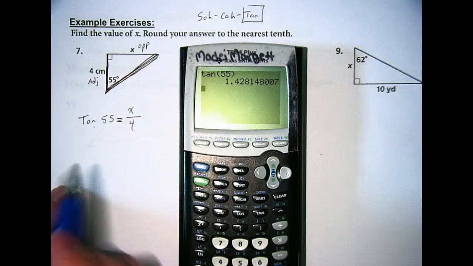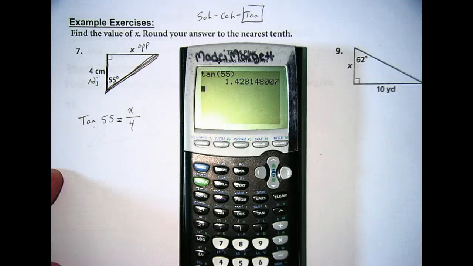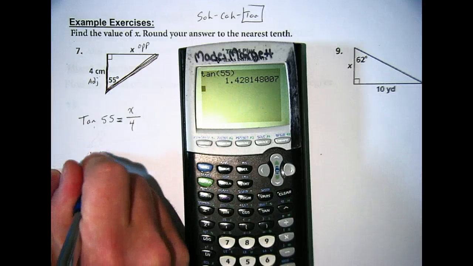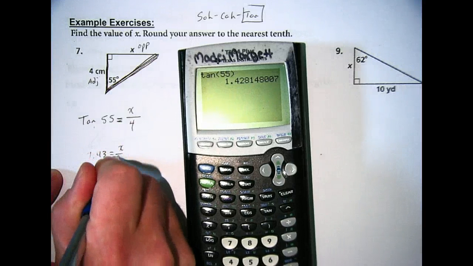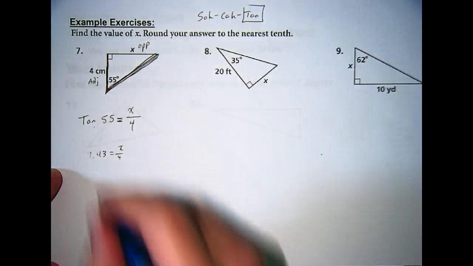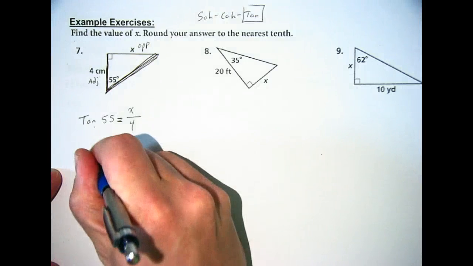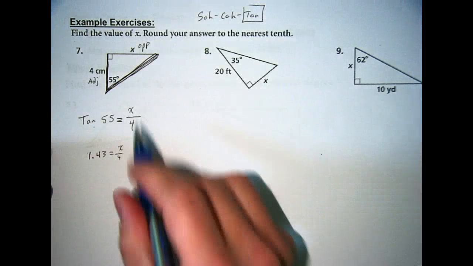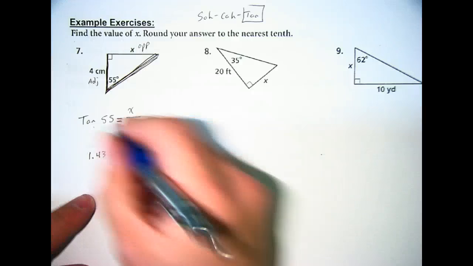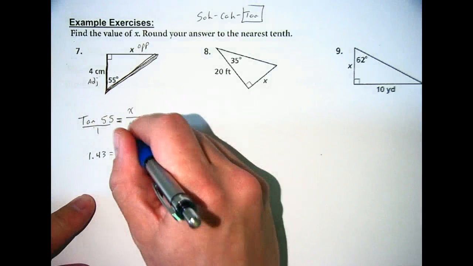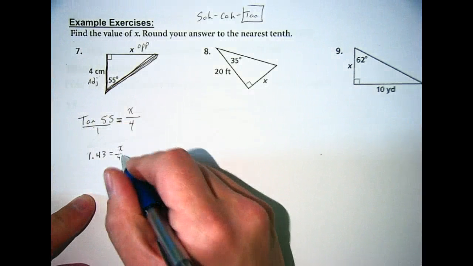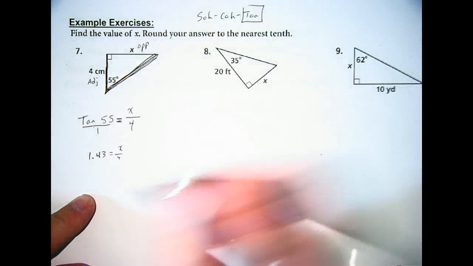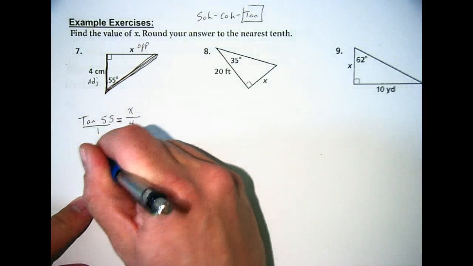Now, if I gave you that, 1.43 is equal to x over 4, what would you do to solve that? Multiply by 4. You multiply both sides by 4. You just get rid of that. Some people would maybe even cross multiply, right? You have a proportion here. Either way.